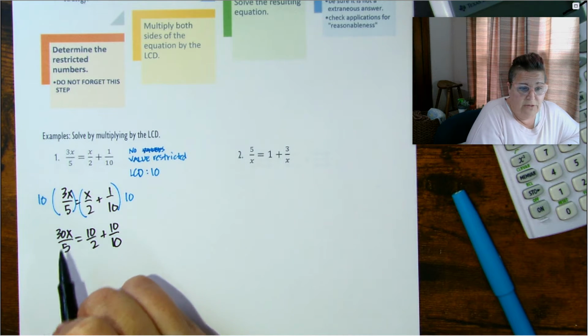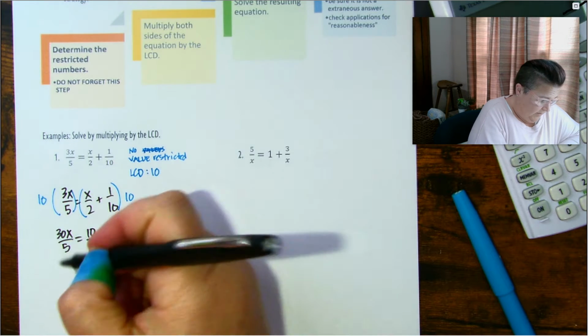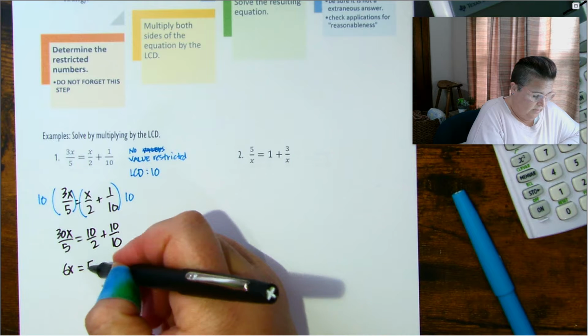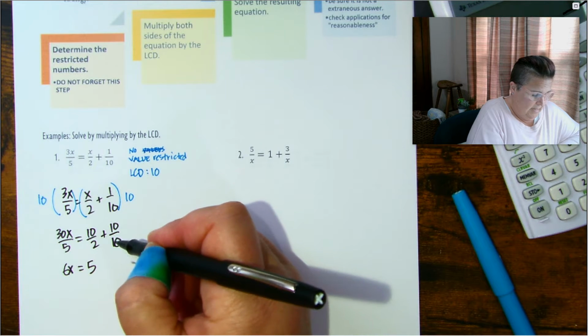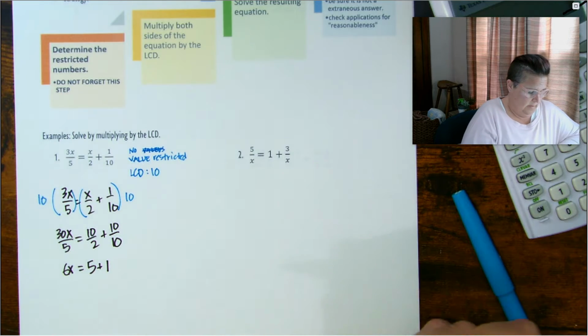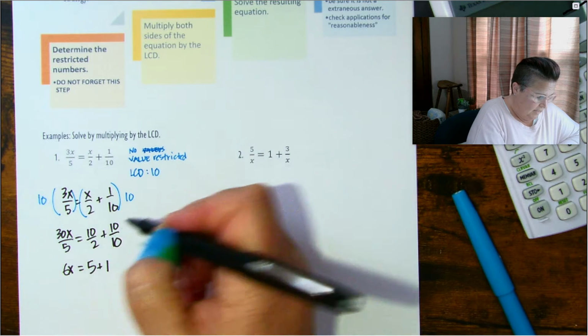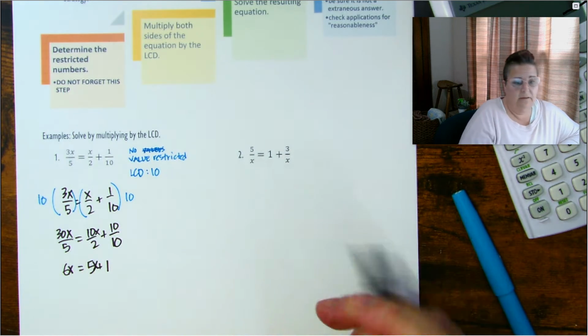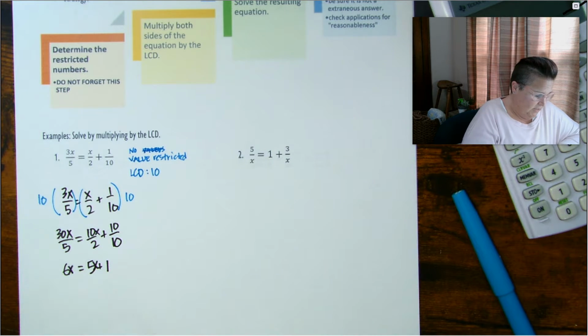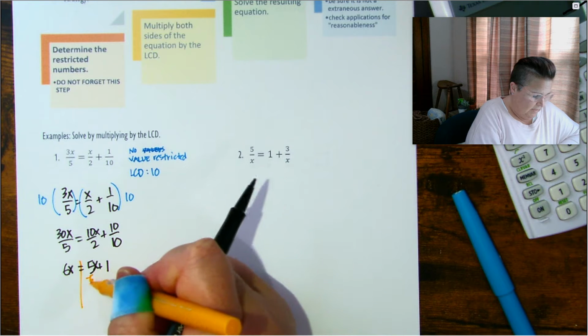All right, so we've got 30x over 5. 30 over 5 is 6x, equal to 10 over 2, which is 5, and 10 over 10 is 1. Oh, I lost an x, didn't I? 10x over 2 is 5x, plus 1. That's good. I'm glad I caught that. Now to solve this equation, I'm going to subtract 5x from both sides.